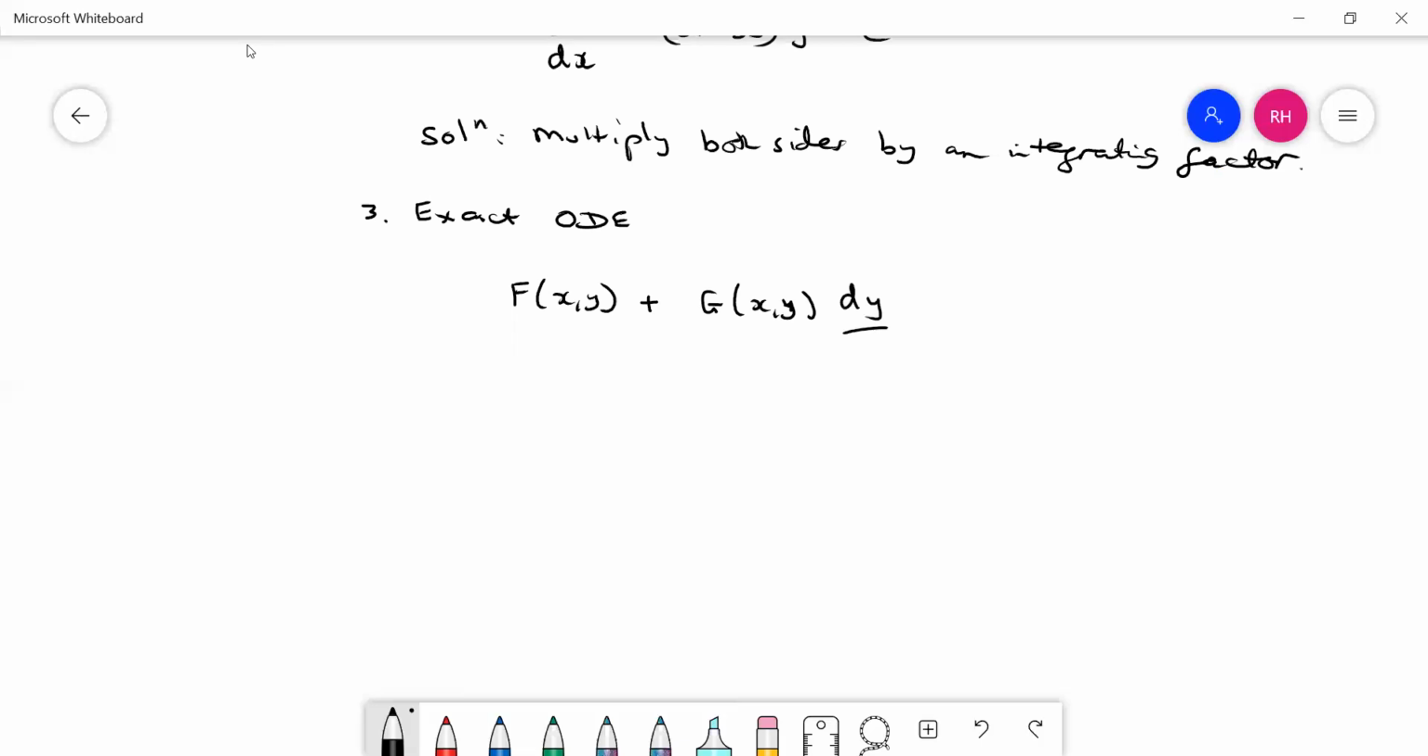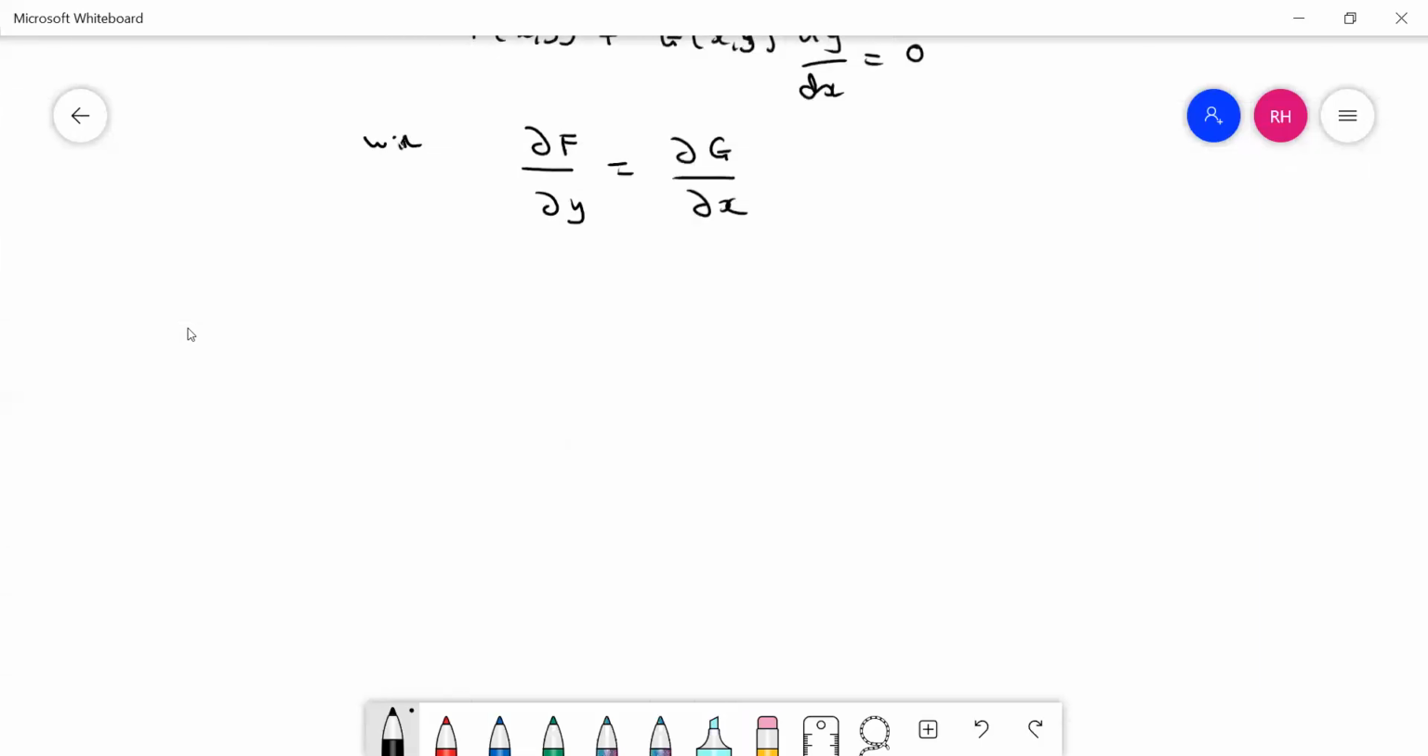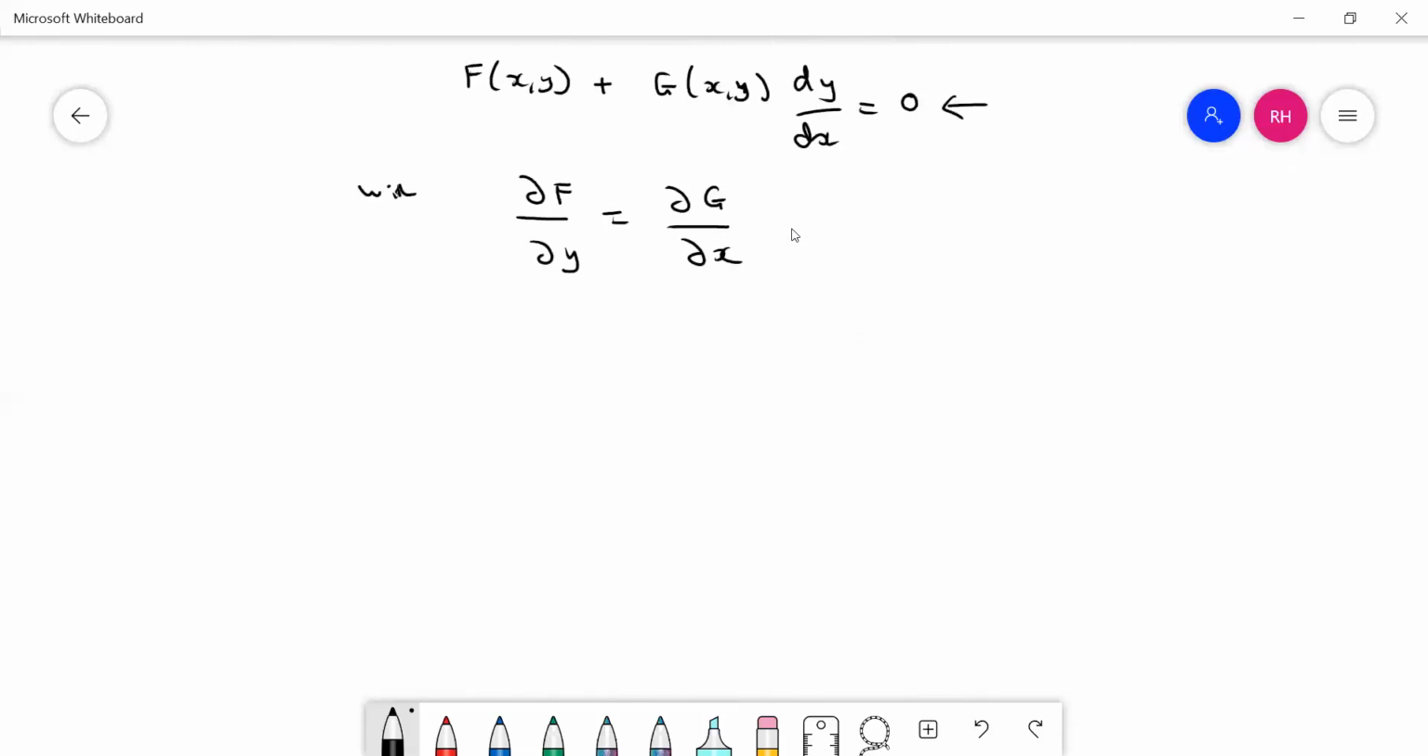f(x,y) times dy/dx equals 0. So it has to be in that form, and also the partial derivative of f with respect to y must equal the partial derivative of g with respect to x. So often you'll get a question saying to see whether an ODE is exact, and to see that you'll check that it's in this form that we had up here, and then you'll also check the partial derivatives. Let me give you an example.